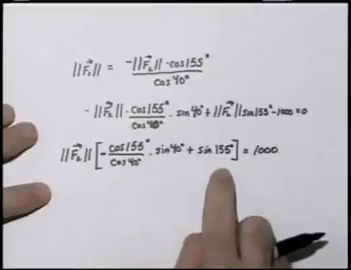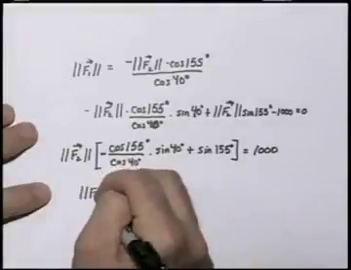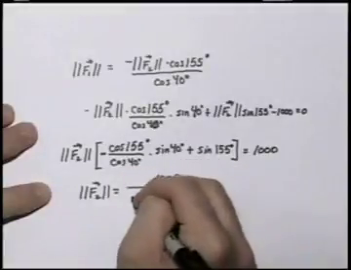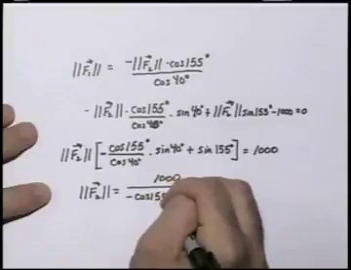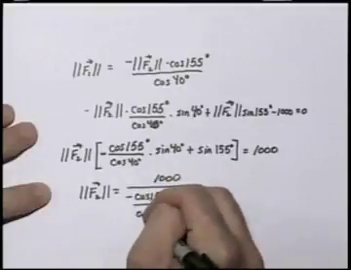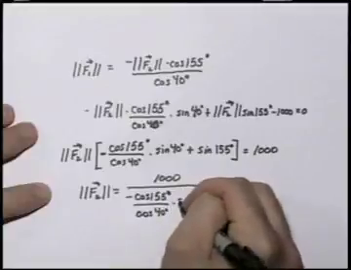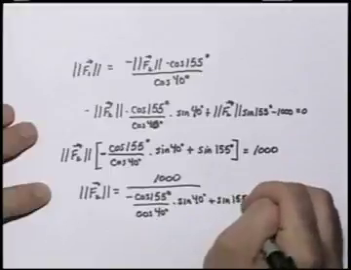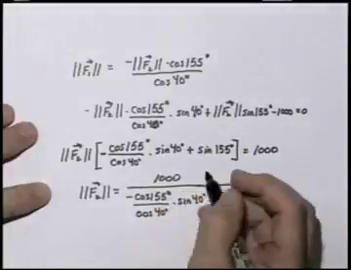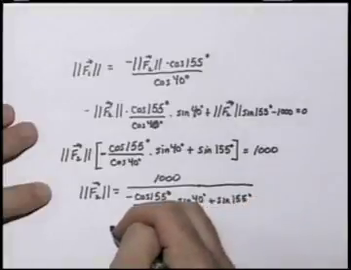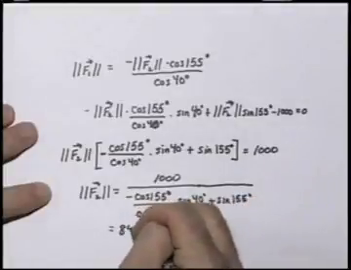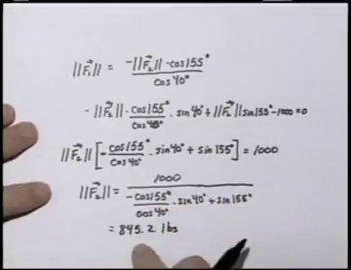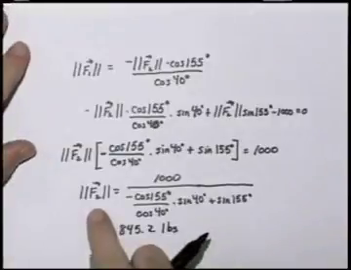I divide through by this, and I get the magnitude of F2 is going to equal 1,000 divided by negative cosine 155 degrees over the cosine of 40 degrees times the sine of 40 degrees plus the sine of 155 degrees. If we work this all out, we get that the magnitude of F2 is about 845.2 pounds. So that is the tension in the second cable.